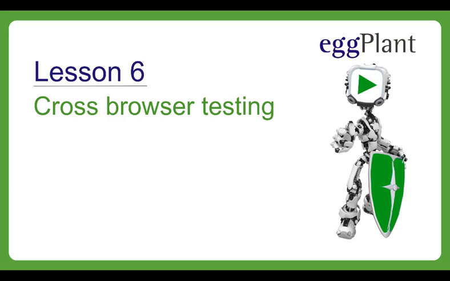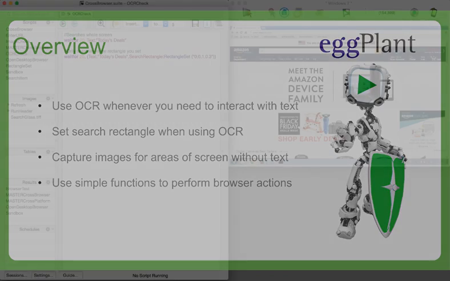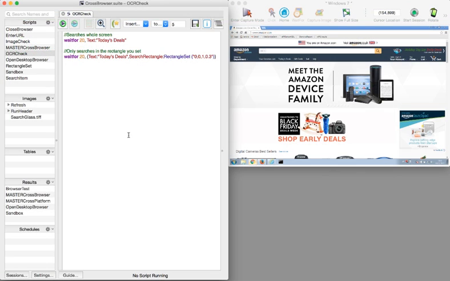Today we are going to talk to you about cross-browser testing. Now, some of the questions that come up when you do cross-browser testing are: when do I use images? When do I use OCR? When do I use image collections? And we're going to cover off all of those things today. So let's go ahead and start with OCR and when we should use it.